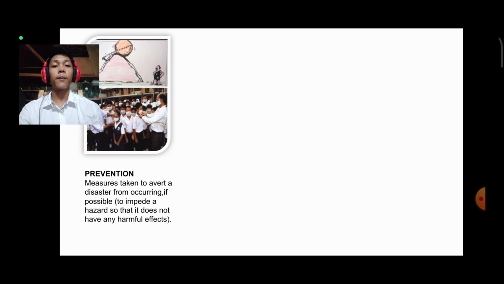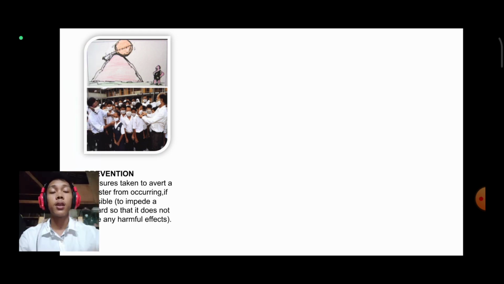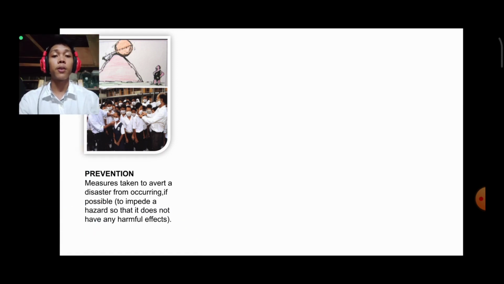So this is prevention: measures taken to avert a disaster from occurring, if possible to impede a hazard so that it does not have any harmful effects. In this picture you can see a caveman who blocked or tied the rock so that it would not fall. In the second picture, teachers or elders give or make the children use masks. They make them wear masks for something like COVID, a virus or a pandemic, or a future pandemic like COVID-19.